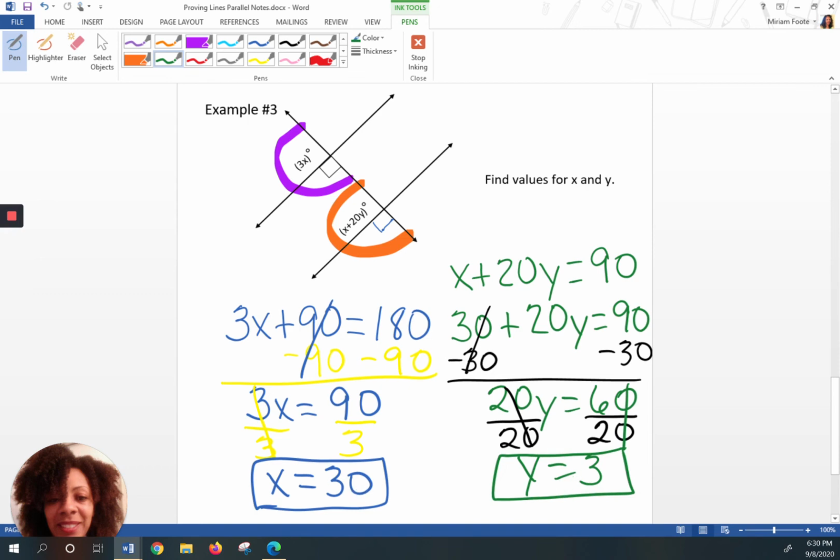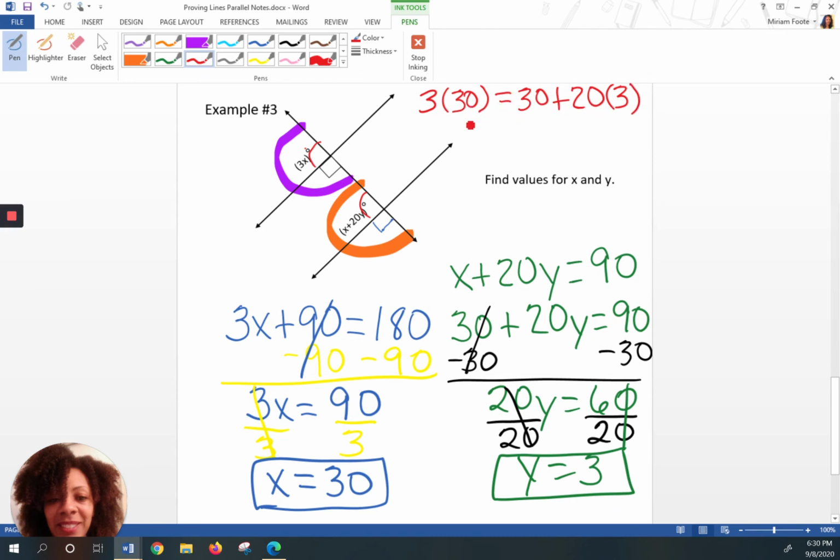Well, let's verify that. Let's prove that that's true. I know that they are supposed to equal each other because, again, they're corresponding angles. So this angle is supposed to be congruent to this one. So let's see. 3 times x, well, x is now 30, is equal to, and again, x plus 20y. X is 30 plus 20y, y is 3, based off of what we just found. And let's see if it does, in fact, equal on both sides.